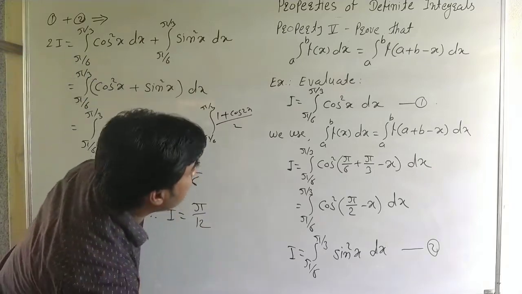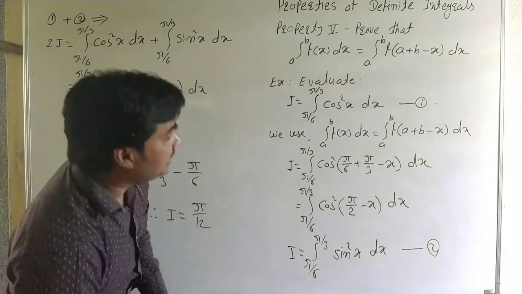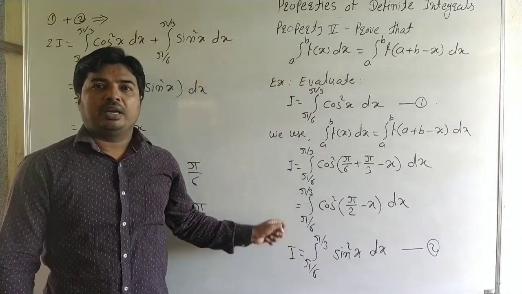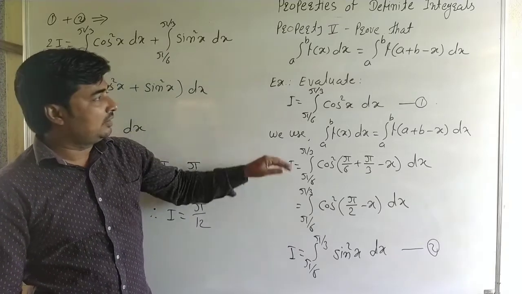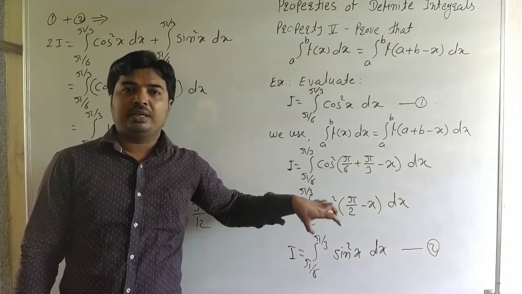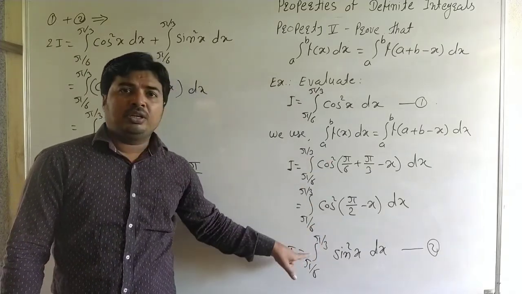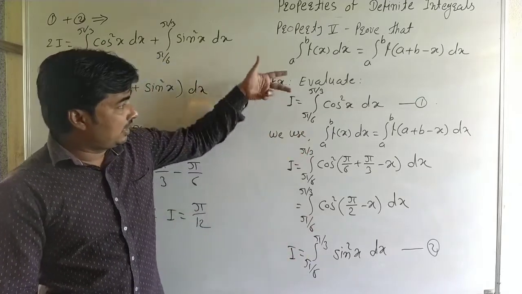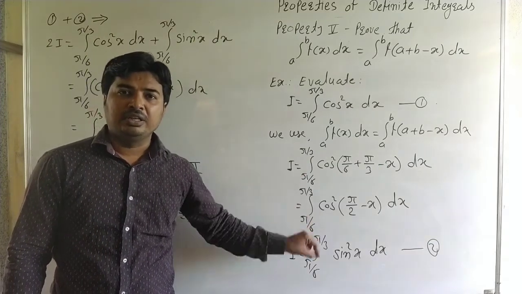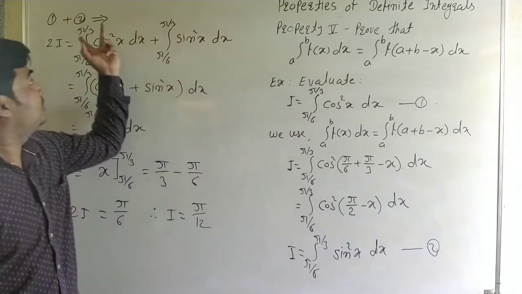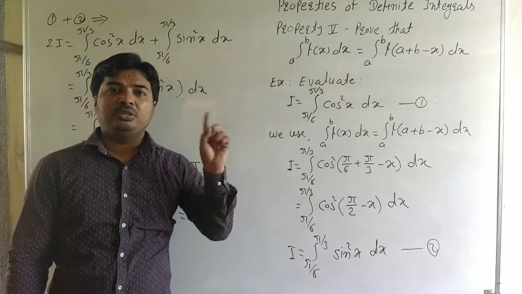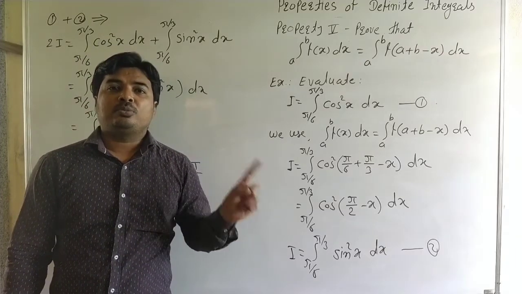But here we use this property of the definite integral. We have the original integral, and the integral obtained by using the property, and the method is we add both integrals. The original integral and the one we get after using this property of the definite integral are added, and we get this. This is the process for finding the integral by using the properties of the definite integral.